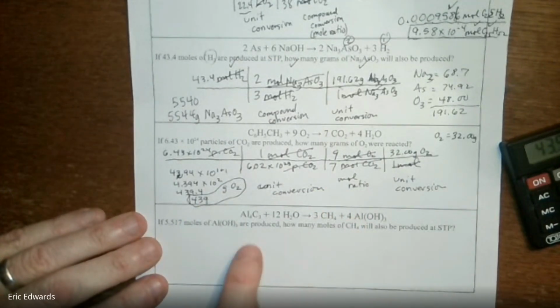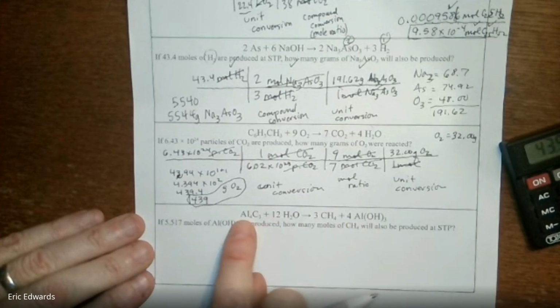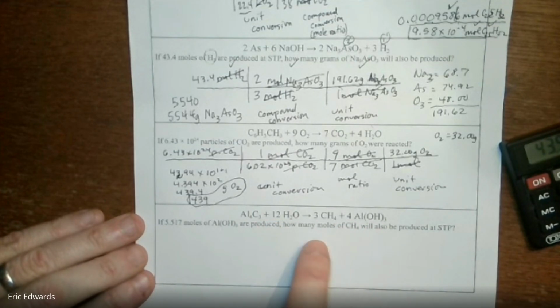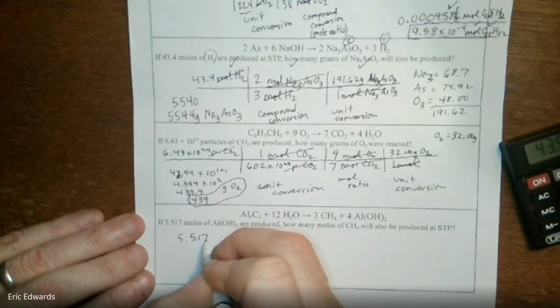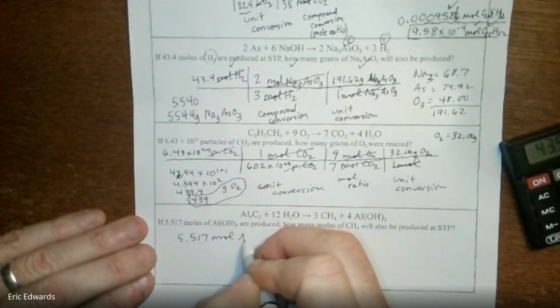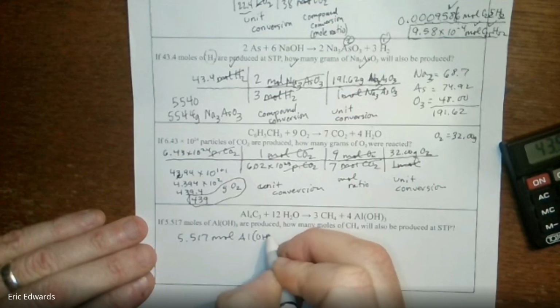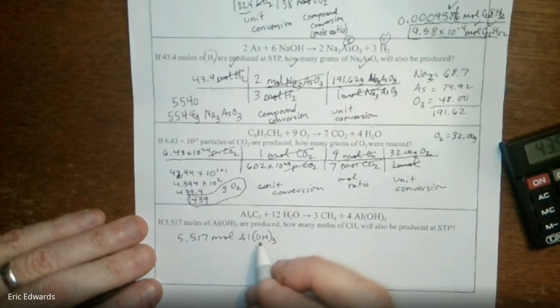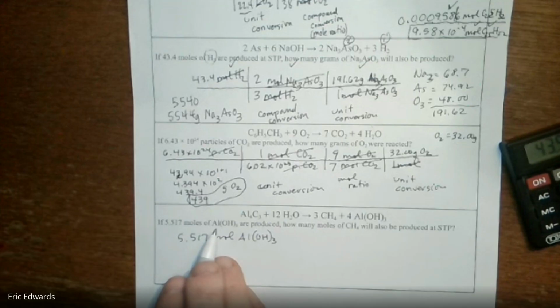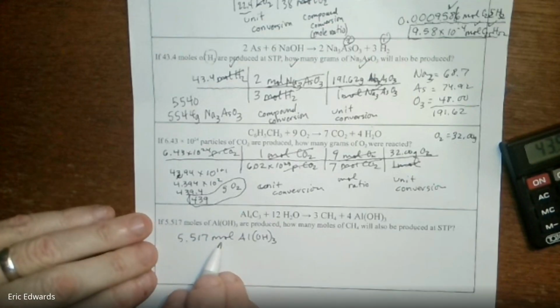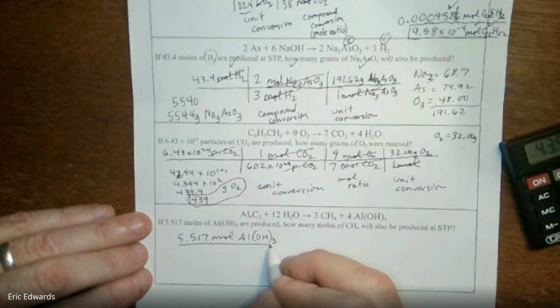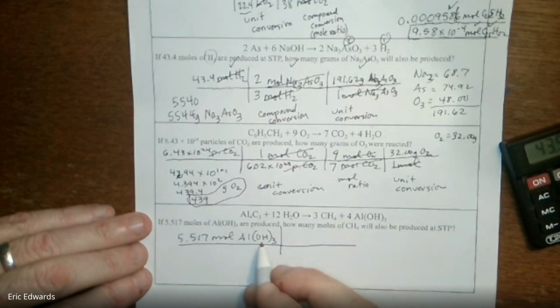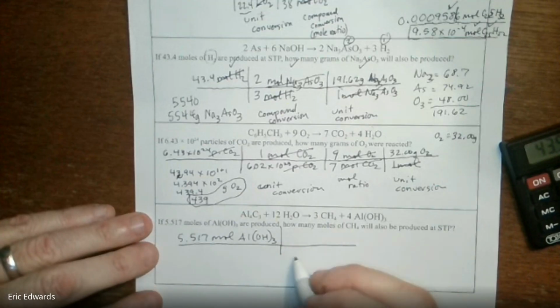Now the last one I have here, I have a balanced equation already. And in this case, I'm going to start with my given 5.517 mole AlOH3. And do I need to convert to moles? No, it's already in moles. Do I have another compound I'm working with? Yes, I have CH4 that I'm working with, so I need to change it from aluminum hydroxide to methane.